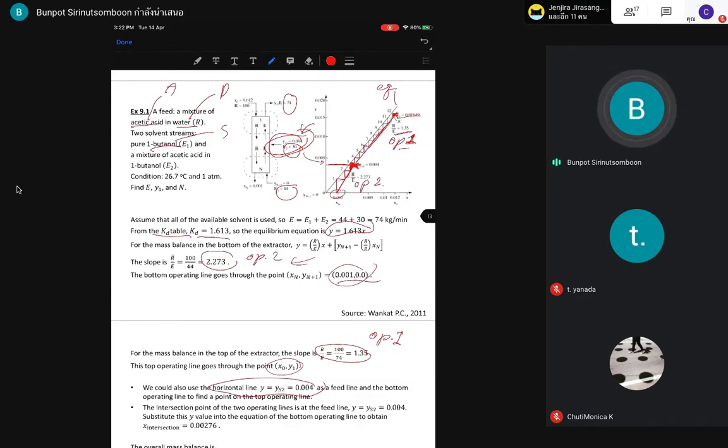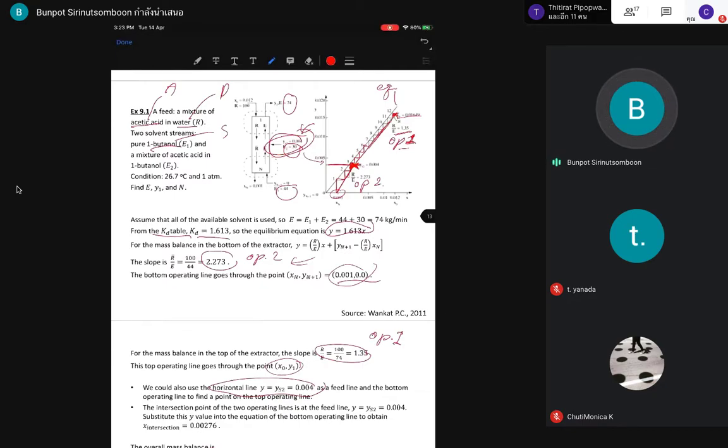Actually, this is something that I want to emphasize. When your friends show you how to do the exercise using the Kremser equation, you definitely cannot use that with this problem, because for the Kremser equation, your column only has outlets and inlets at the bottom and the top. They don't have a feed in the middle of the column, like this example right here.